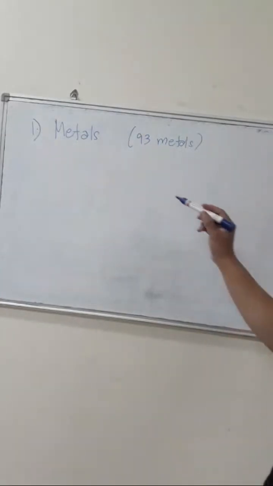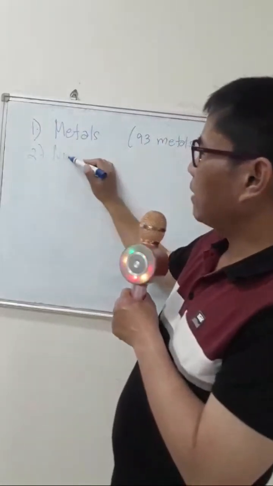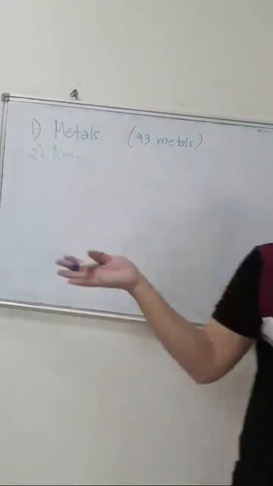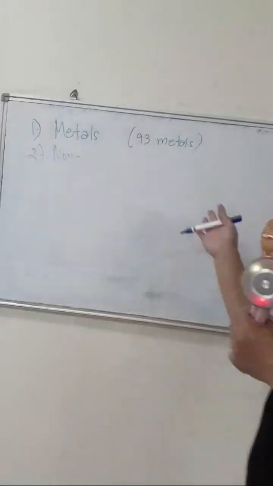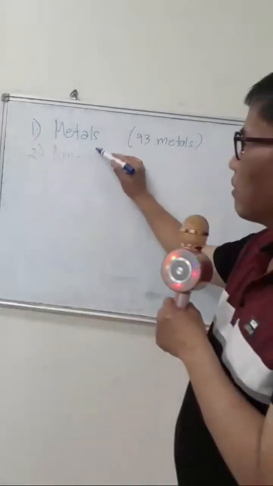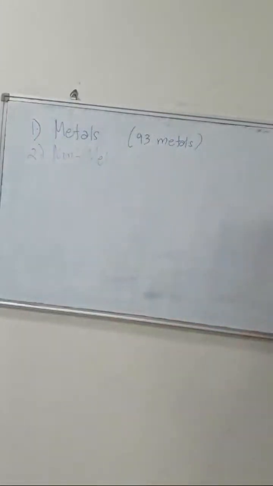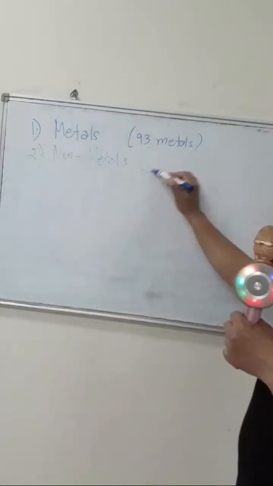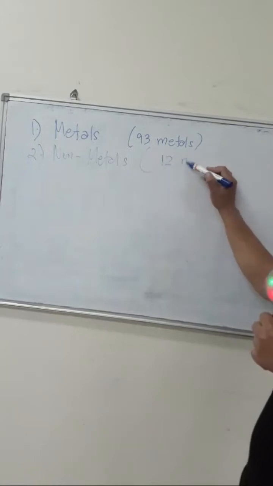So how many non-metals do we have? Later, we will enumerate what these are so that we can understand. Most of them we use in our kitchen also, when we cook, and we encounter these in our daily life, not just knowing what this is all about. So we have 12 non-metals.